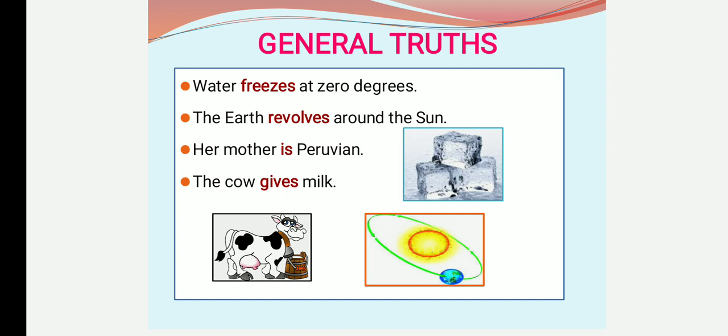We all know that. Her mother is Peruvian. The Peruvian is nothing but a person who belongs to the country Peru. The general truth is the cow gives milk. So we all know that a cow gives us milk. The cat loves fish. Cat likes milk. So to express general truth, universal truth and fact, we use only the simple present form of the verb.